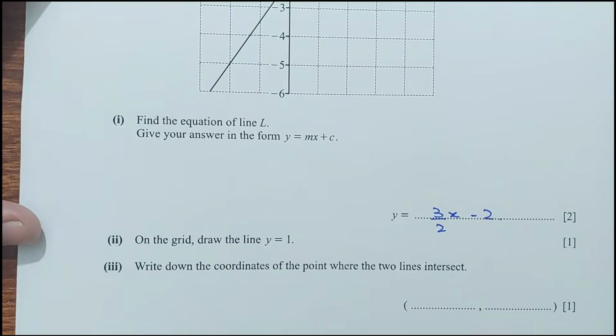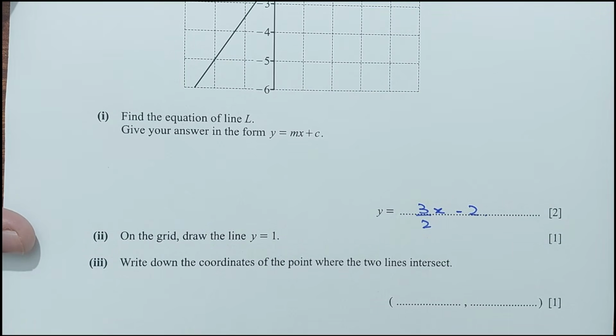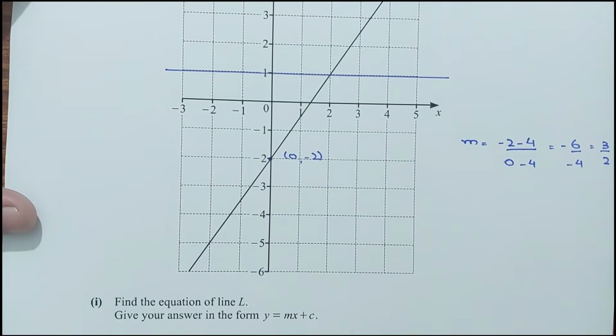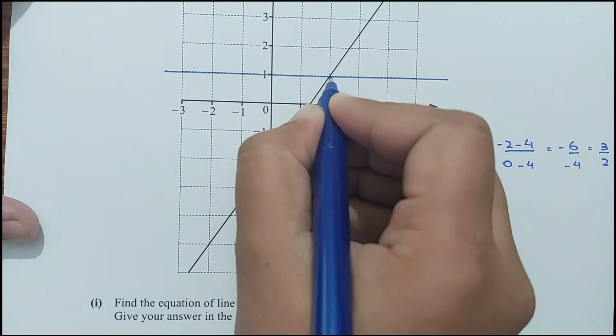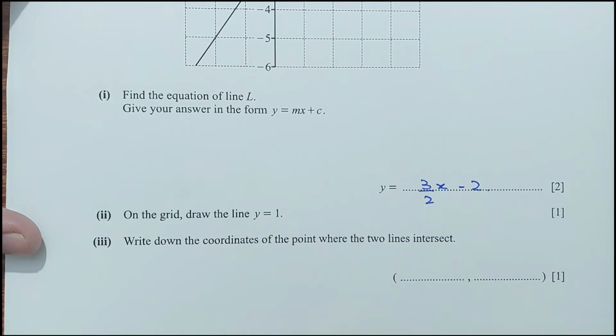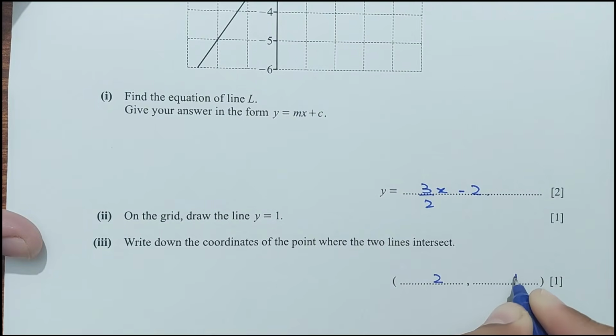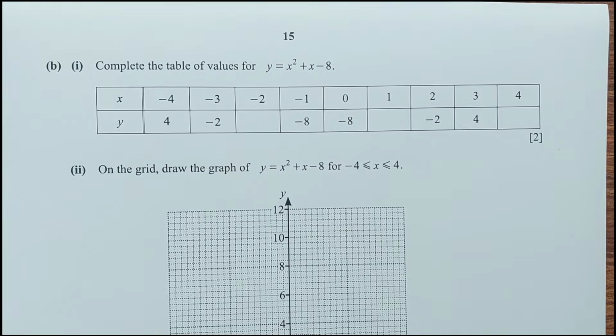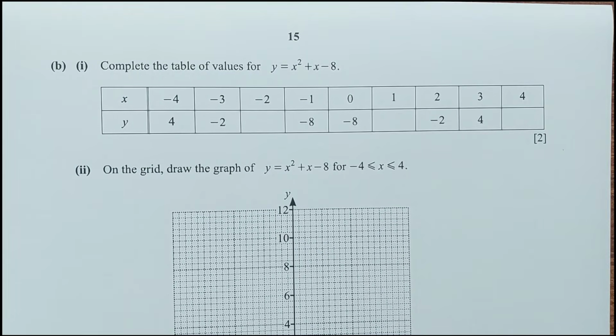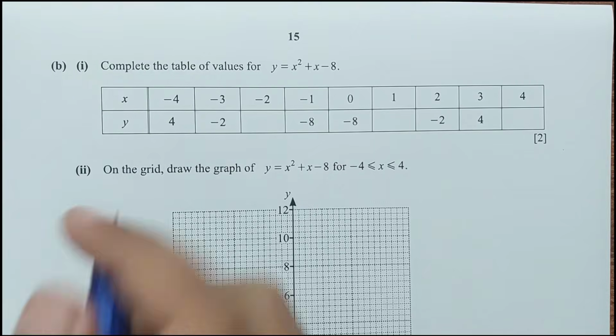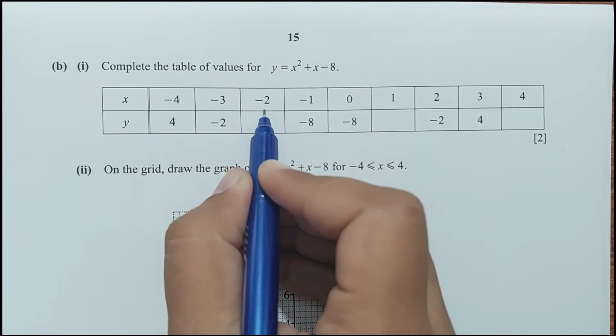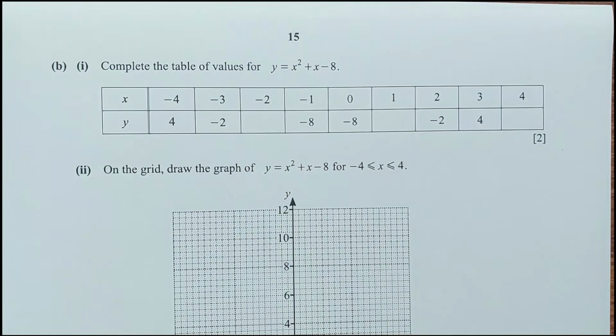Now for the third part, write down the coordinates of the point where the two lines intersect. So the two lines intersect at 2, 1. X is 2 and y is 1. Now for part B, number 1, complete the table of values for the function when x is minus 2, 1 and 4.